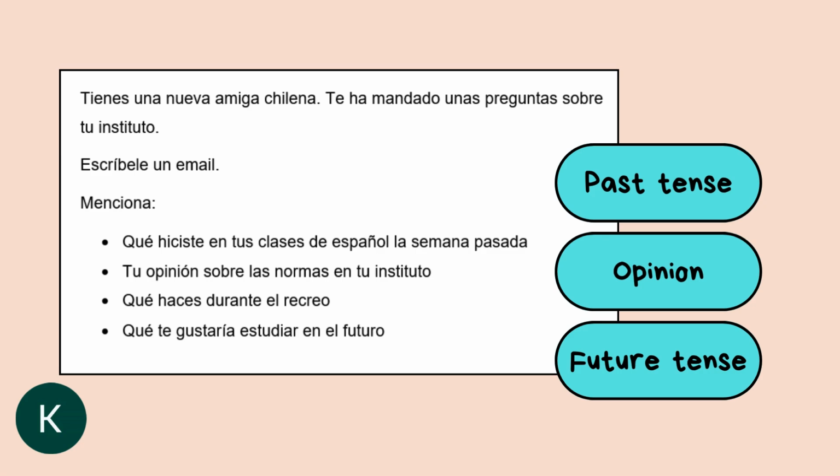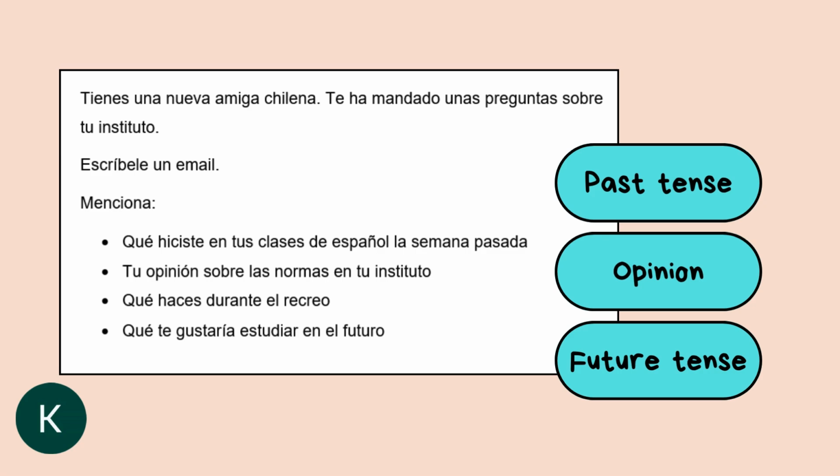The first one is, ¿Qué hiciste en tus clases de español la semana pasada? What did you do in your Spanish classes last week? Tu opinión sobre las normas en tu instituto. Your opinion about rules at your school. The third bullet point, ¿Qué haces durante el recreo? What do you do during break time? And the fourth bullet point, ¿Qué te gustaría estudiar en el futuro? What would you like to study in the future?